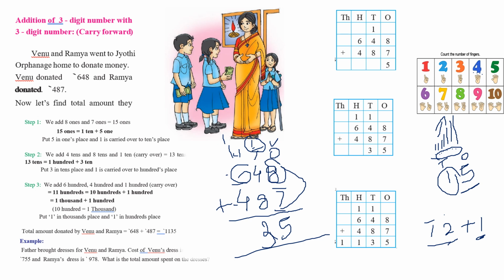So now in hundreds, 6, 4 and 1. If you add this carryover, what is the value? 6 plus 1 is 7. So now 7 in the mind, 4 on the fingers again. After 7, 8, 9, 10 and 11. So the answer is 1, 1, 3, 5. Now you see the answer here.